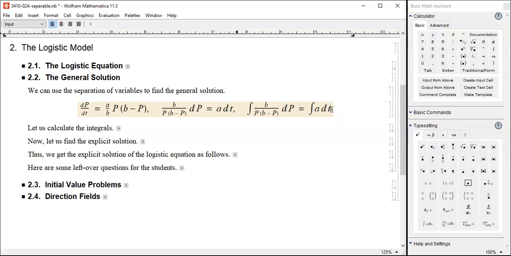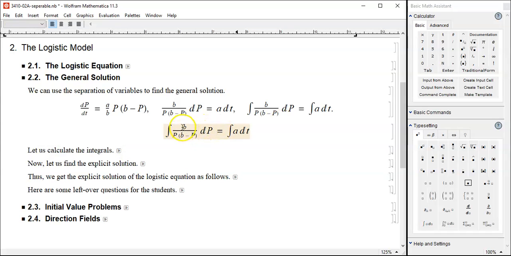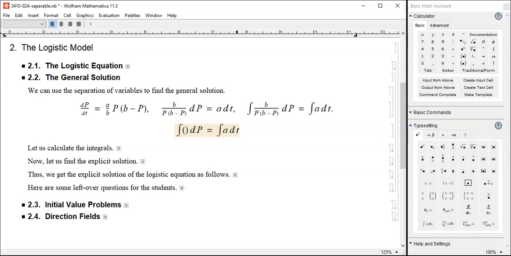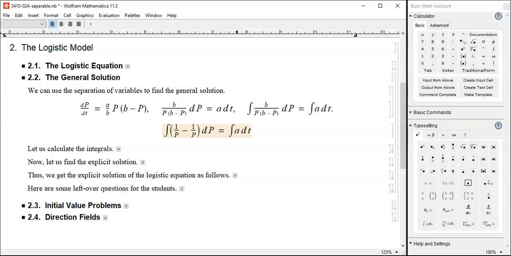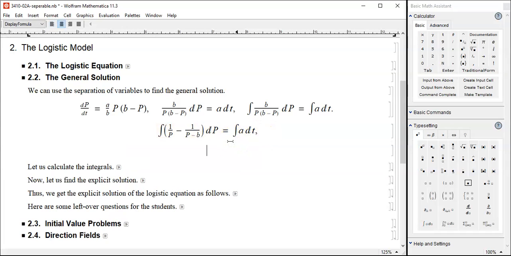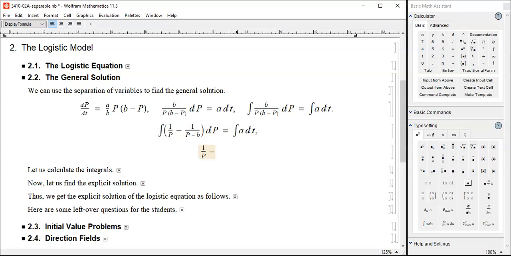Okay, and then how do we calculate this integral here? The right-hand side is easy. The left-hand side, that requires a little bit of work. It turned out this fraction is equivalent to 1 over p minus 1 over p minus b. How is that? Well, let's check. 1 over p minus 1 over p minus b.